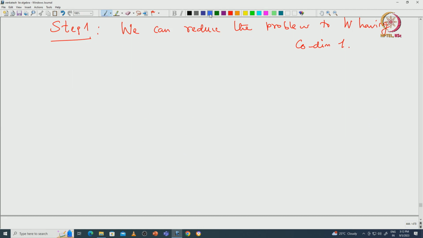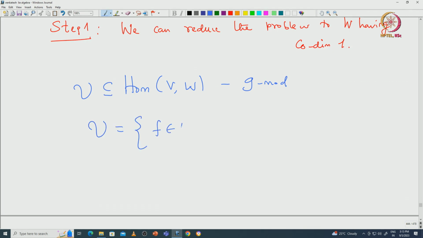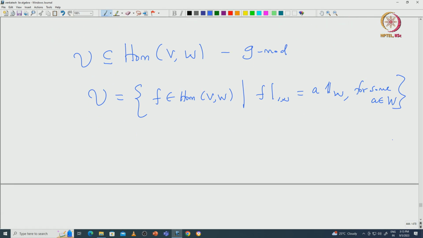For that, we take this Hom space, which is a G module, as we have already seen. Now we construct a sub representation of this, call it V. What is V? It consists of those elements from Hom(V, W) such that when you restrict the element to W, it is a scalar multiple of the identity on W, for some scalar a. We will see in a minute why we are constructing this submodule.